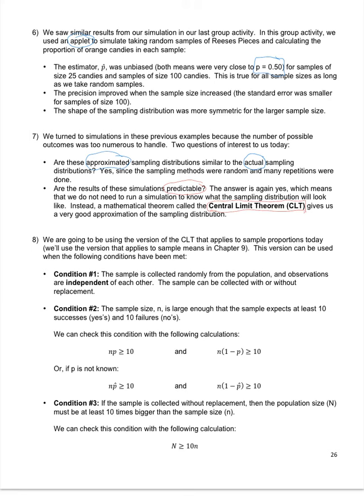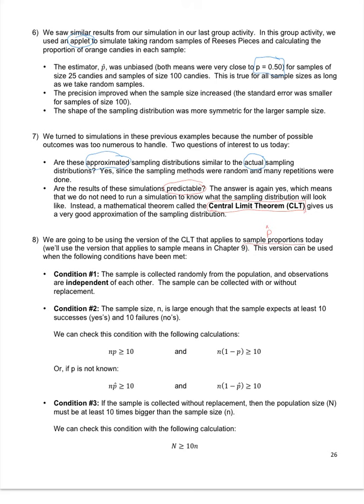All right, so number 8, we're going to be using the version of the central limit theorem that applies to sample proportions. So these are your p hats today. And again, we'll use the version that applies to sample means in chapter 9. So this version can be used when the following conditions have been met.